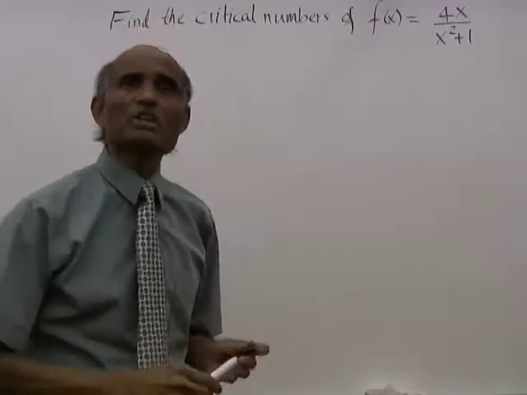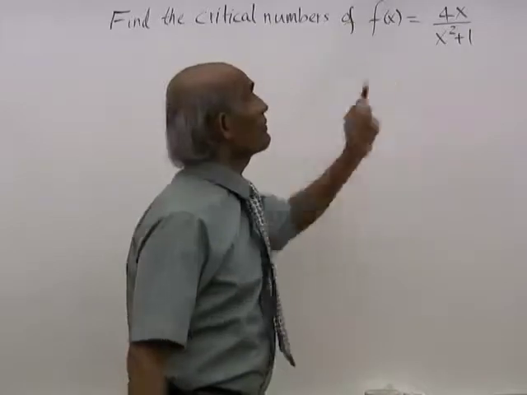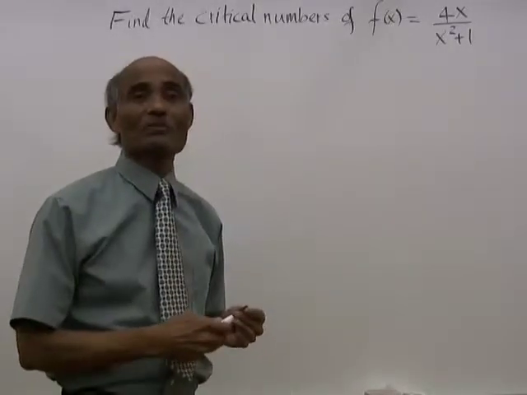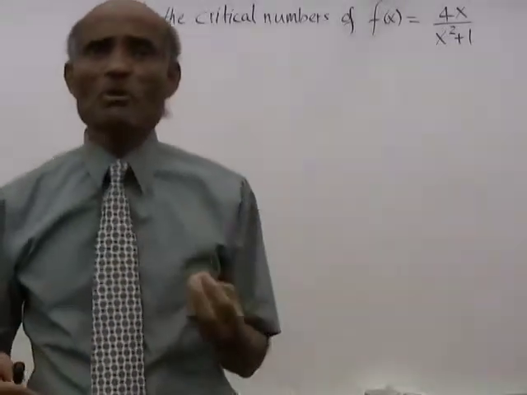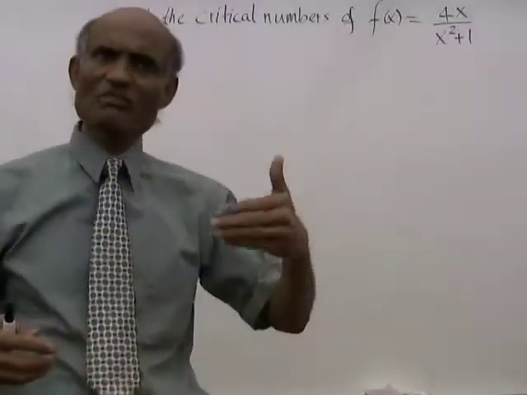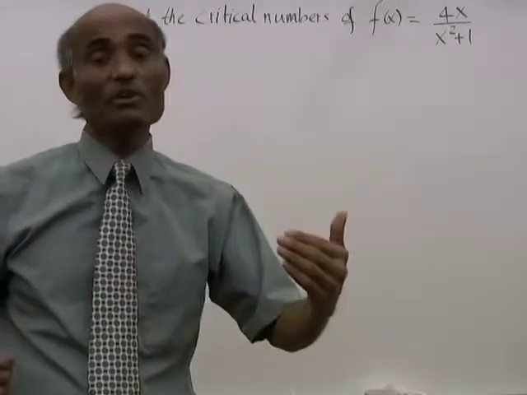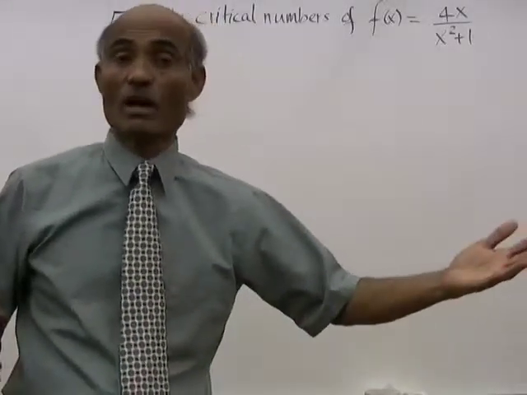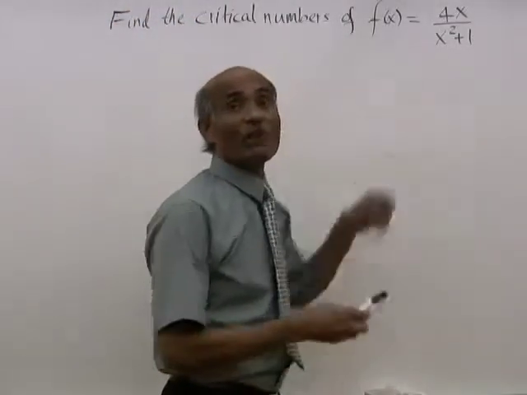Let's now find the critical number of a function like this. f of x equals 4x over x squared plus 1. Well, what is a critical number or a critical value? A critical number or a critical value is the x value where the derivative of the function is either 0 or undefined. So we start by finding the derivative of this function.